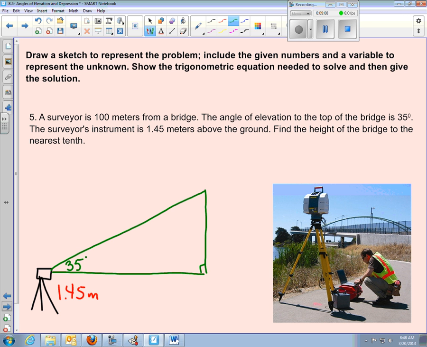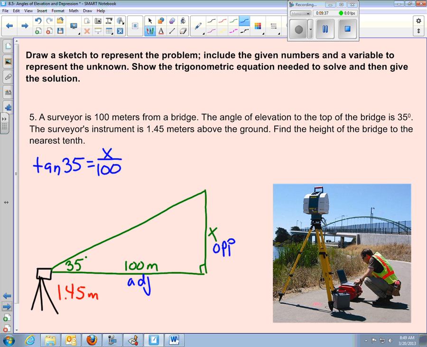All right, so we have our right angle here. And it says that the surveyor is 100 meters from the bridge. We want to know how tall is that bridge. All right, so are we going to use the 1.45 in this problem right now? No. We're going to use the 100 and the x right now. And 100 is our adjacent. And the x is going to be our opposite. So we're going to use tangent of 35 equals our opposite over adjacent.